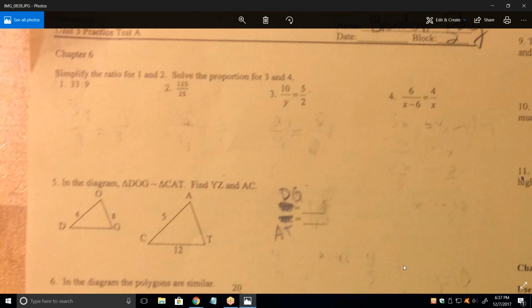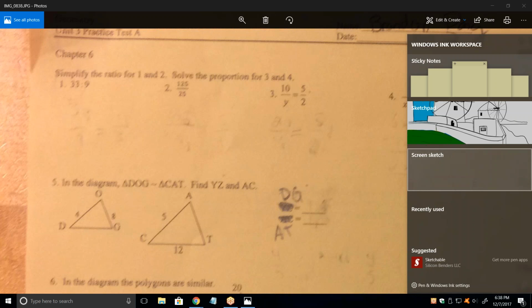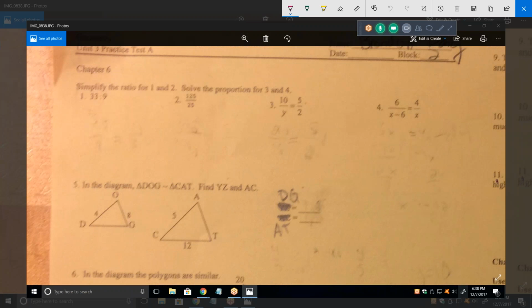Simplify the ratio, 33 to 9. What is that? First, what's the first thing we should do? Write it as a fraction. In other words, that means the same thing as that. Now, can you simplify that? Is there anything you can divide top and bottom by?